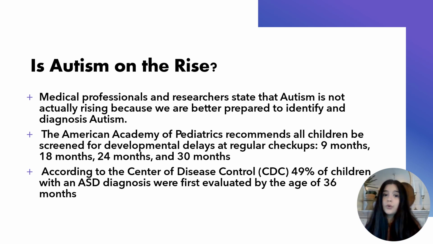According to the Centers for Disease Control, 49% of children with an ASD diagnosis were first evaluated by the age of 36 months. Some believe statistics may be altered due to females being harder to diagnose. Females often have fewer repetitive and restrictive behaviors. In 2021, a meta-analysis found that females on average are evaluated for ASD 2 years later than males are.